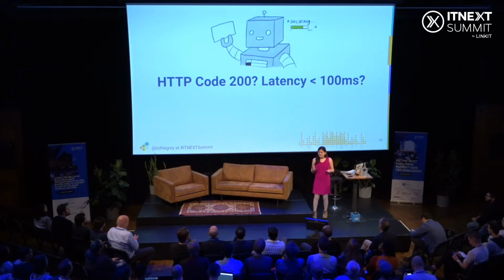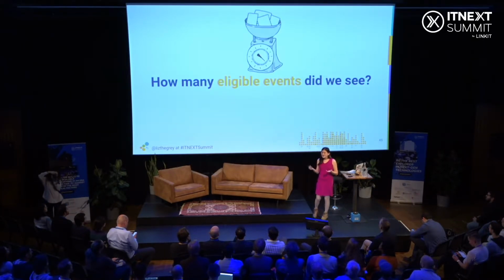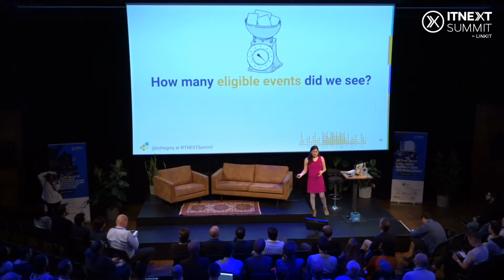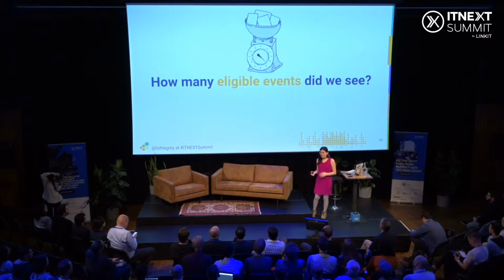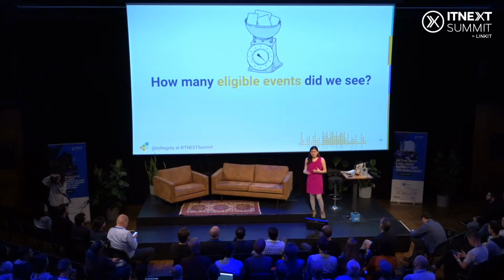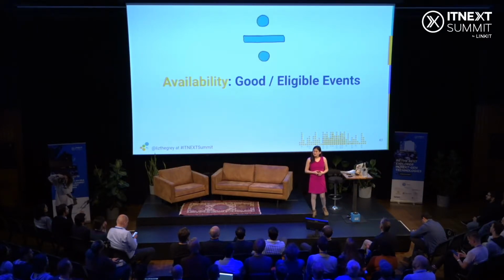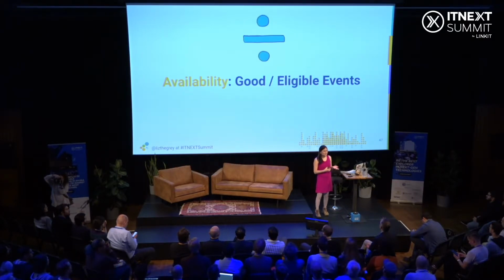So for instance, I might say I'm aiming to achieve an HTTP 200 on each transaction, and the latency needs to be less than 100 milliseconds. We then need to look at the broader picture of how many eligible events I saw. Not all the events in your system matter. Some of them are automated health checks, some of them are to non-critical endpoints, and some of them are botnet attacks. Why should I care about all of those, right? So we need to look only at the actual set of eligible real customer events. And then we can compute the availability number, the fraction of good events over eligible events.